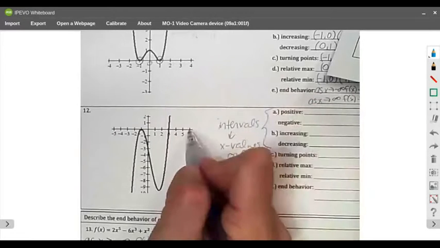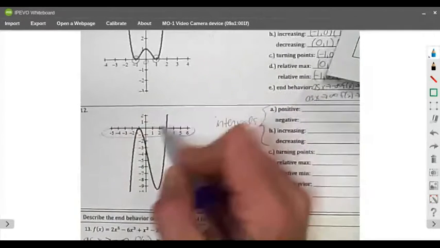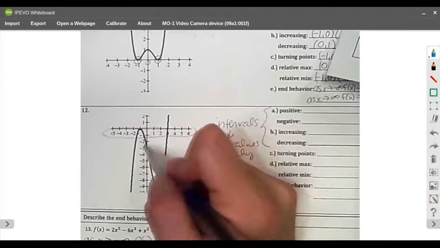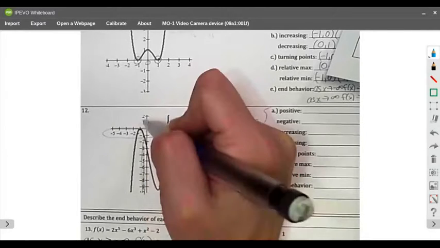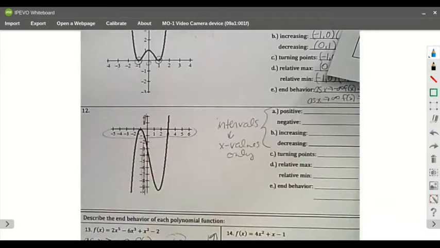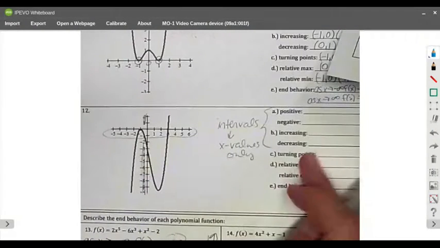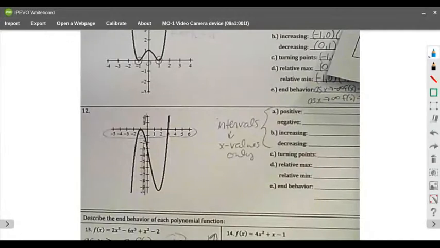So you're only using these numbers. Don't even look at these. Cover them up if you need to. We don't care about the y values right now. The only time you use the y value is when you're doing turning points and maximums and minimums, because then you're giving a full-on ordered pair. Intervals are like from this x value to this x value.